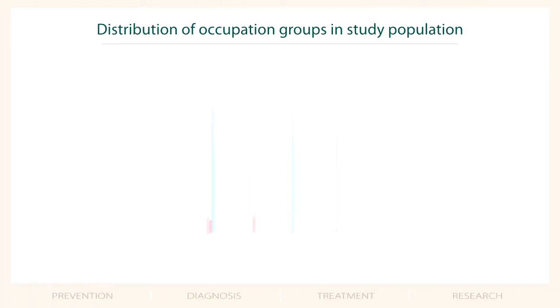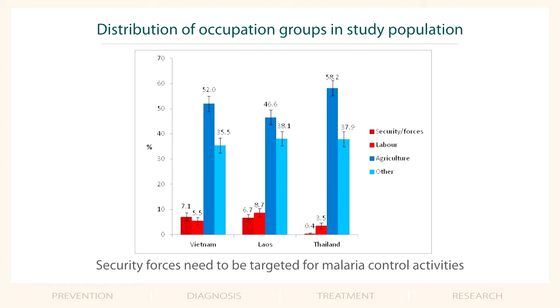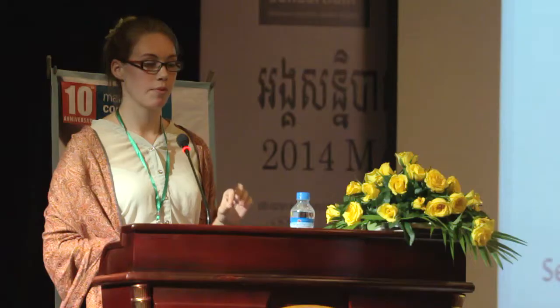This again is showing the same axes, but instead with occupation. So I've put the highest risk occupation groups in red and the low risk occupation groups in blue. And that is quite hard to see, but in Laos, the prevalence of security and armed forces crossing the border was significantly higher than the Thai border, and the prevalence of manual labor workers was significantly higher than both Vietnamese border and Thai border. So again, these groups can be targeted for malaria control activities at the border.